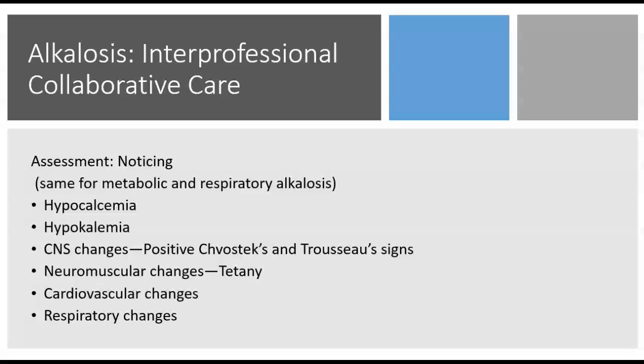Cardiovascular changes include increased heart rate, normal or low blood pressure, and increased risk for digitalis toxicity. And if you remember digoxin, digoxin and low potassium don't play well together. So that's because of the low potassium that's associated with alkalosis that there's a problem with dig toxicity. Then finally, respiratory signs and symptoms: increased rate and depth of ventilation in respiratory alkalosis, and decreased respiratory effort associated with skeletal muscle weakness in metabolic alkalosis.